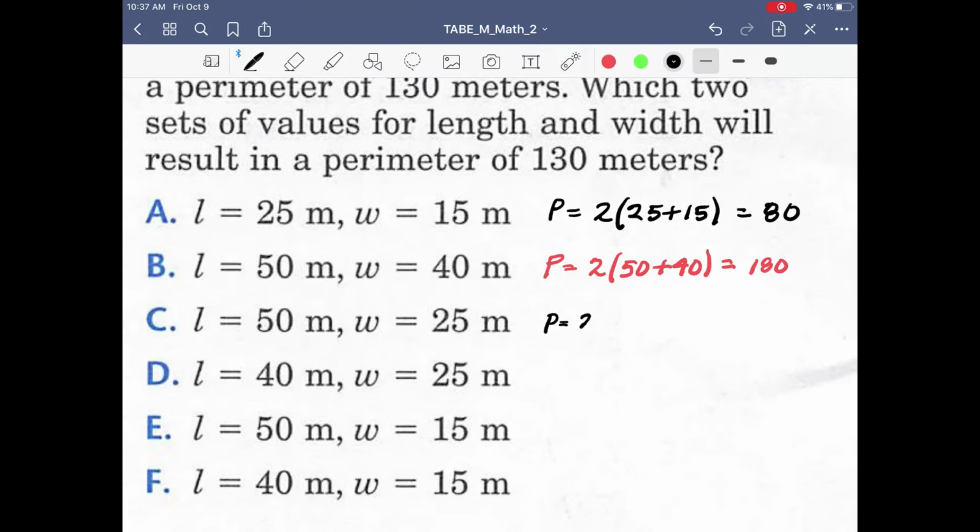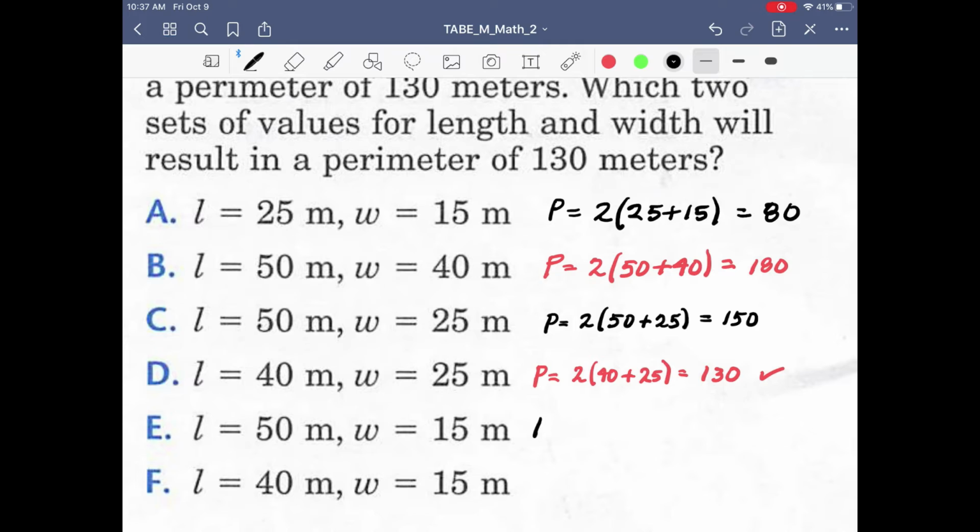Perimeter is 2 times 50 plus 25. 50 plus 25 is 75, and 75 times 2 is 150. Perimeter is 2 times 40 plus 25. 40 plus 25 is 65, times 2 is 130. So this is one of them.